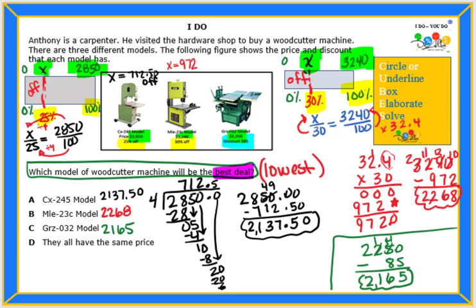So now let's look at our question again. It said, which model of woodcutter machine will be the best deal? And we said the best deal would be the lowest price. So if we look at them, we have $2,137.50, or $2,268, or $2,165. So the lowest price is A. And so I would choose A as the best deal.